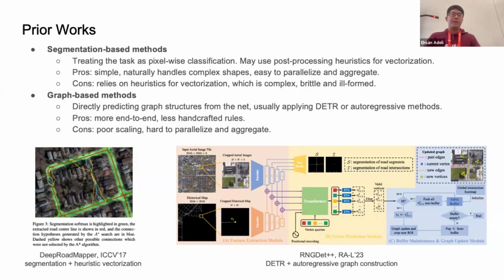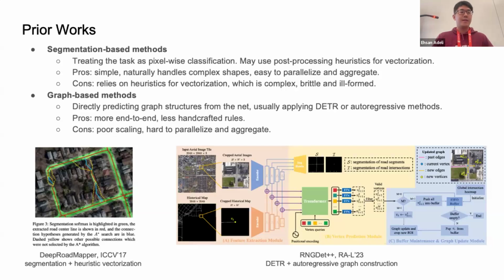These methods are quite simple and straightforward, and they can be made efficient by parallelization. And also, the volumetric representation of the dense semantic segmentation mask naturally handles extremely complex shapes. However, these heuristics could be a bottleneck for performance, and also they are quite complex and brittle, and it is actually quite ill-formed to deduce the vectorized graph from the dense semantic segmentation mask. There are no universal heuristics that work for all cases.